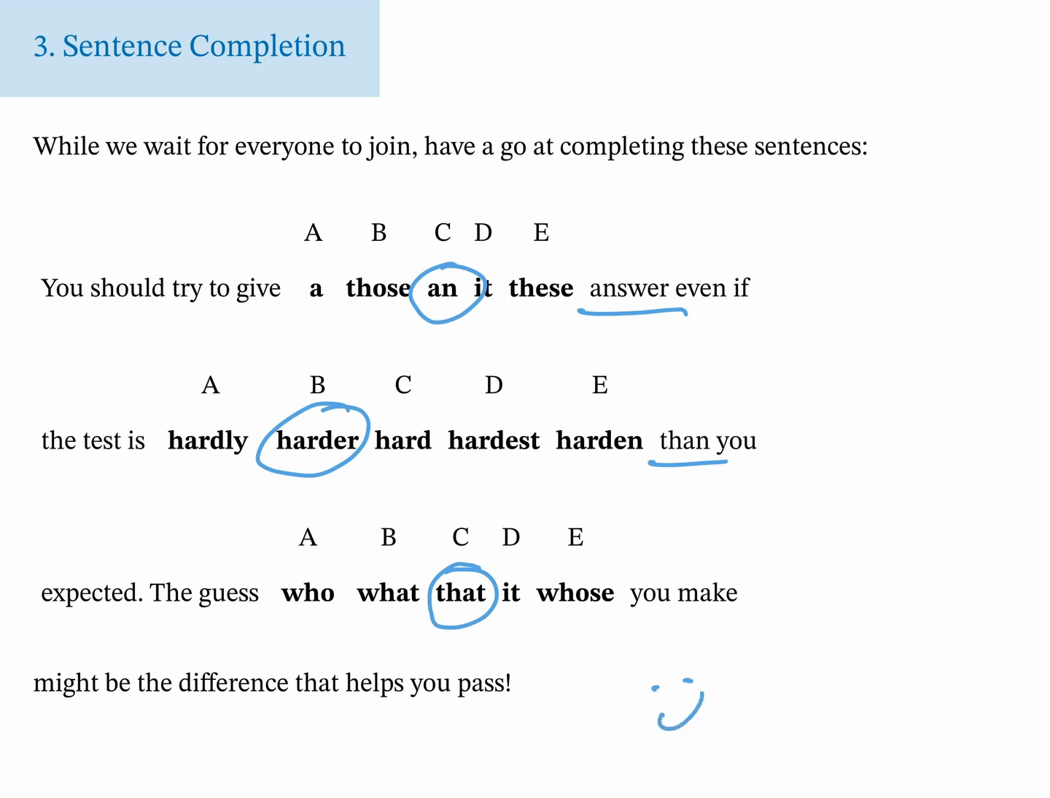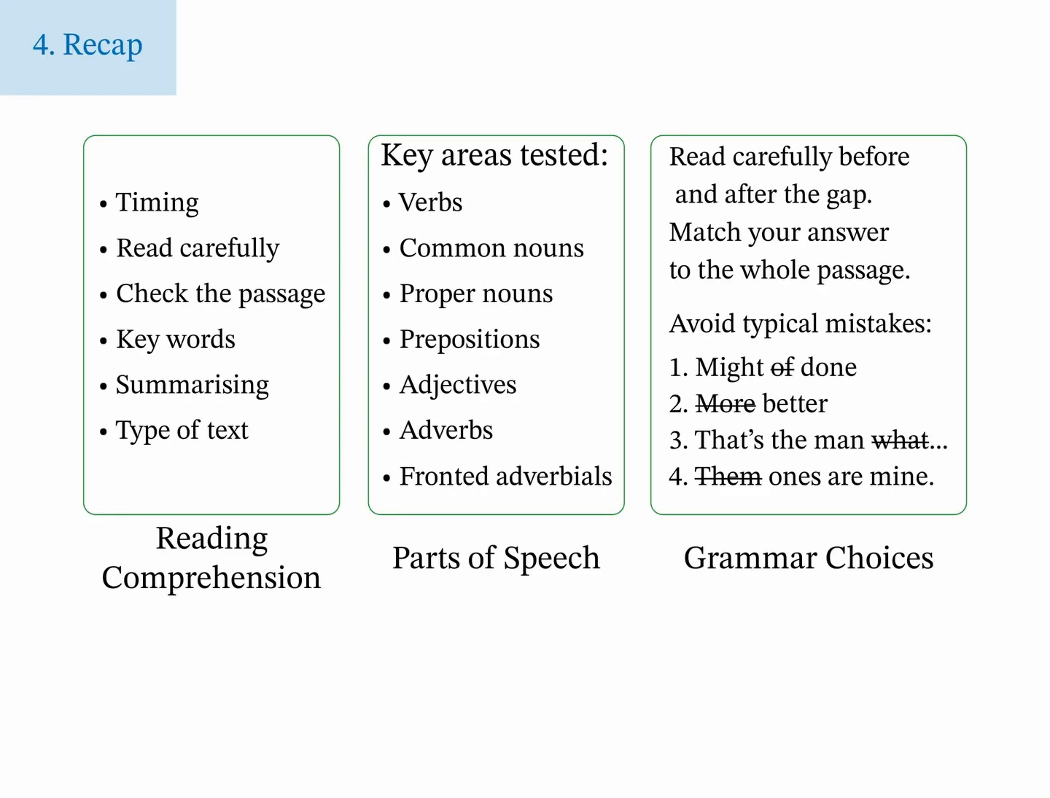So these slides are going to be available for you in the app. Just a quick overview of what we've looked at today. So in the reading comprehension, think about timing. Remember, you want to spend not longer than 30 seconds. You want to spend not longer than 5 minutes reading the text through the first time. Read carefully, check your answers in the passage, think about keywords and synonyms, think about summarising and the type of text, for example, a legend, a poem, a biography, a screenplay, a script, these kind of words.